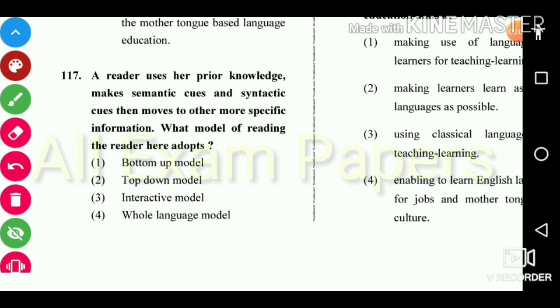Next question is, a reader uses her prior knowledge. Prior means previous knowledge. Makes semantic cues and syntactic cues, then moves to other more specific information. What model of reading does the reader here adopt? First option is bottom up model, second is top down model, third is interactive model, and fourth one is whole language model. And the correct answer is option number second, top down model.